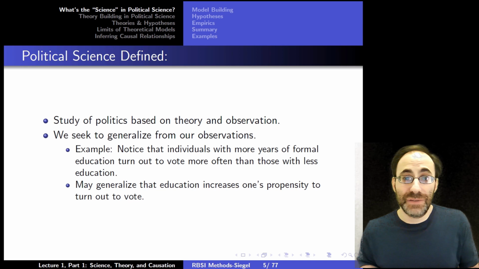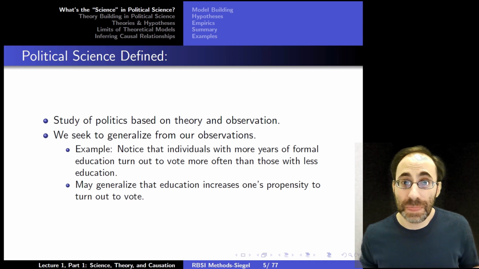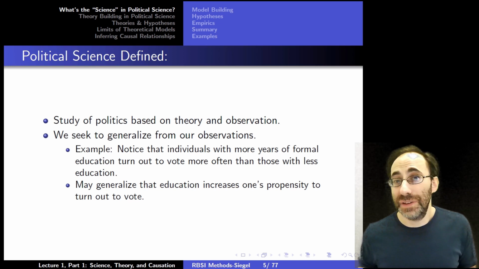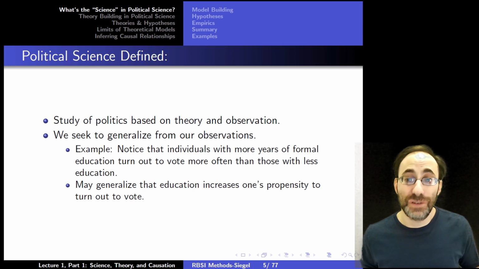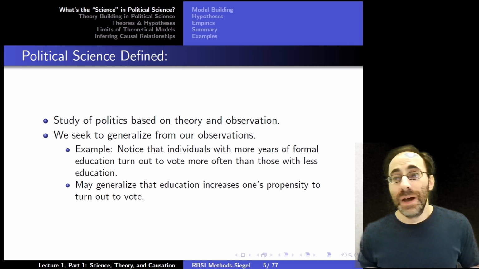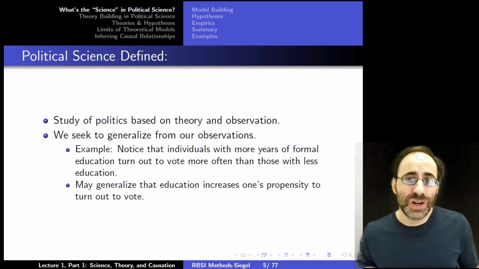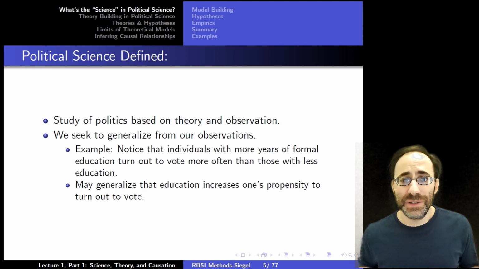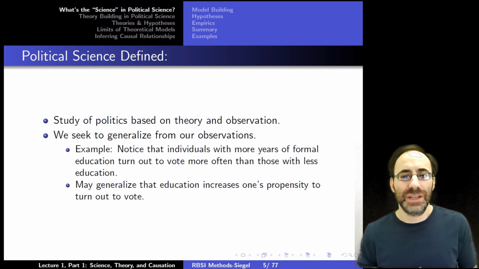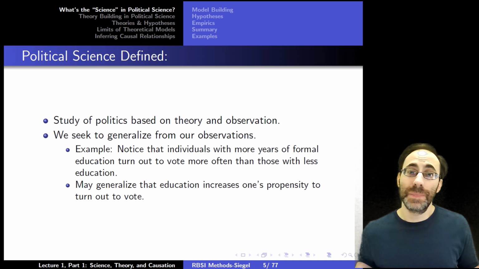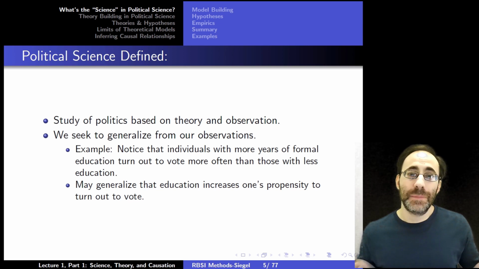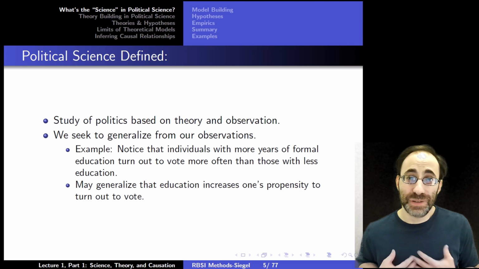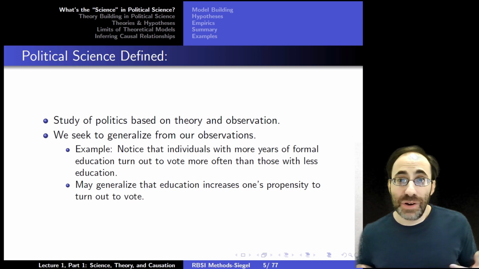So in this case, the example we have here is that individuals with more years of formal education might turn out to vote more often than those with fewer years of formal education. Right? So maybe there's an observation you saw in the world. So you think, okay, I want to generalize from this observation. What am I going to do? Well, maybe I'm going to generalize to the idea that education increases one's propensity to turn out to vote overall. So I'm making a broader claim about how the world works beyond my observation. And that's kind of what we call inductive.